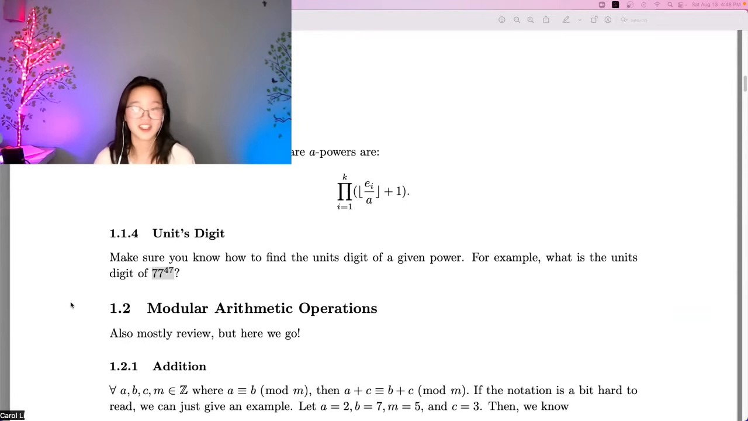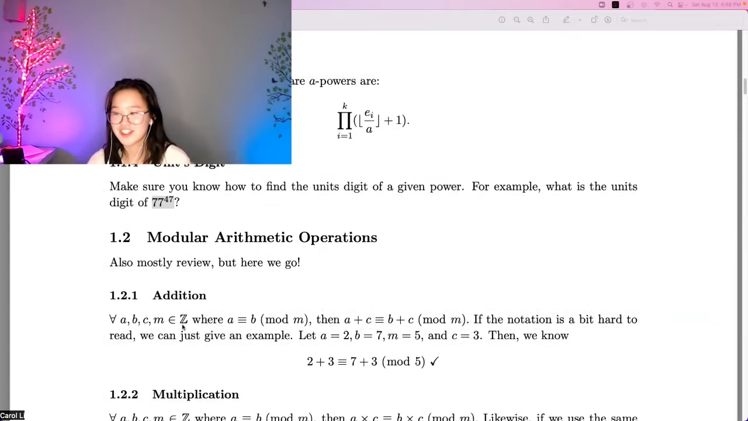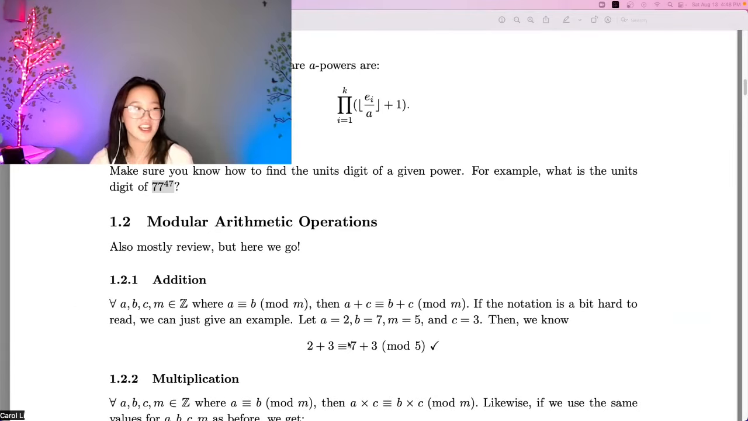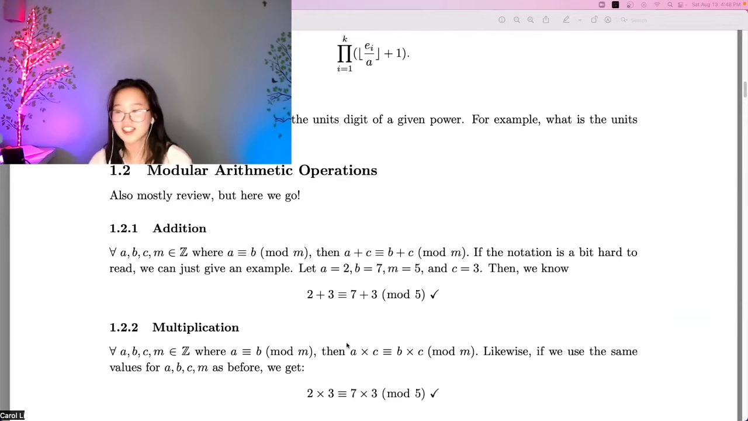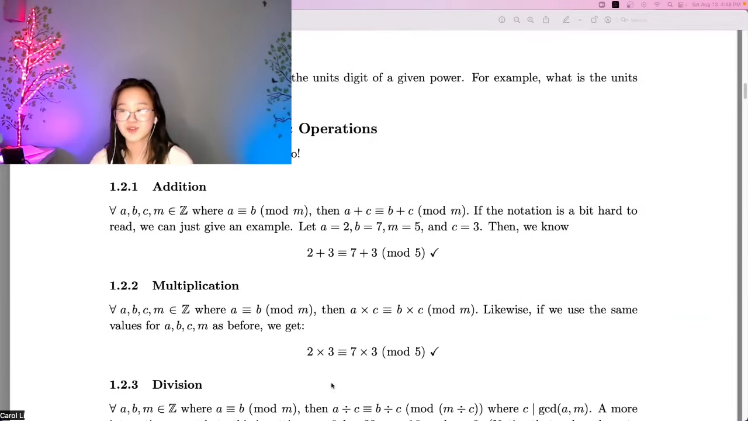Okay, modular arithmetic. When I gave out that Google form, most of you said that you knew how to do these operations, so I'll go through them quickly. Addition just says that if we add the same thing to both sides that are already equal, they stay equal. Same thing with multiplication: you can multiply both sides by the same thing.